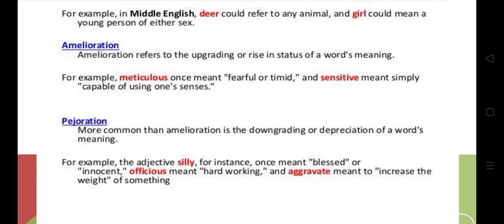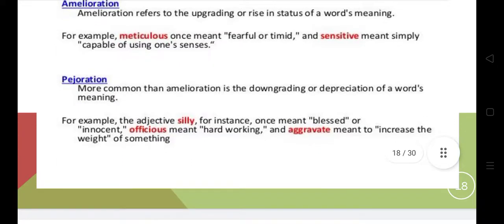Important phenomena are amelioration and pejoration. Amelioration refers to upgrading or a rise in the status of a word's meaning. For example, meticulous once, in Old or Middle English, meant fearful, timid. So its meaning has been upgraded in modern English. Another important word is sensitive, which meant simply capable of using one's senses. We'll discuss this in detail.